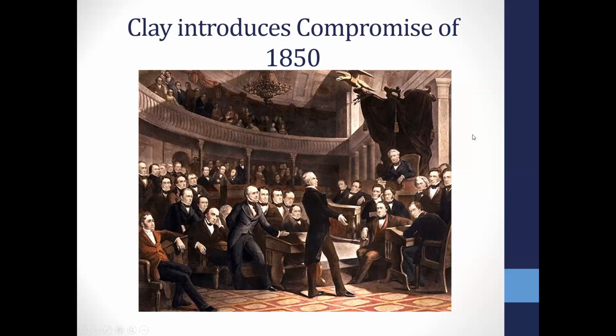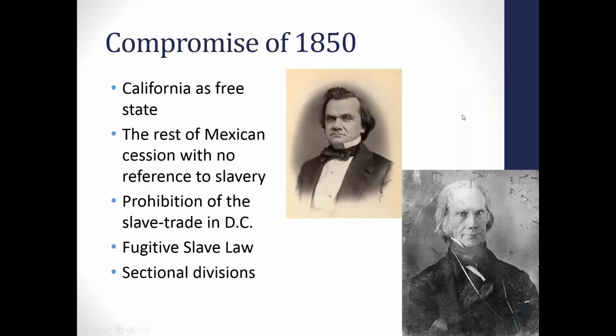And here he is presenting it on the floor of the Senate. Now, the Compromise of 1850 does a number of things. First, it allows California to enter the Union as a free state. The rest of the Mexican cession has really no reference to slavery, but it's going to fall under what's known as popular sovereignty. That is, the people that reside there are going to vote whether or not to allow slavery.